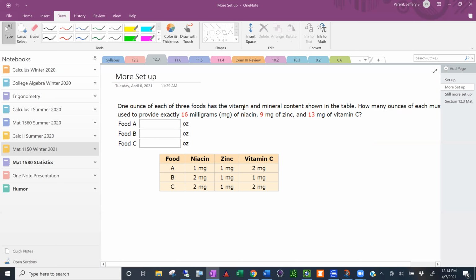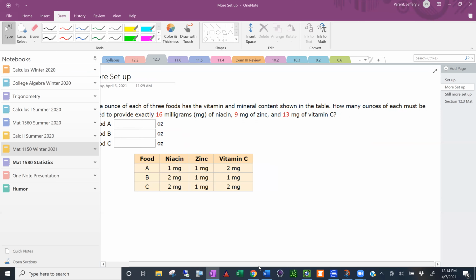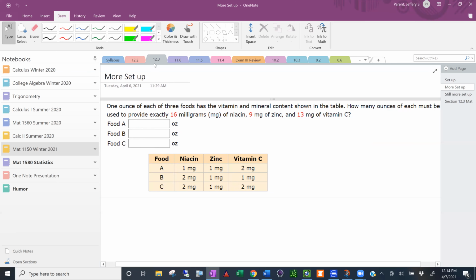We want to come up with these totals. We want to come up with exactly 16 milligrams of niacin. Niacin is vitamin B3. So we want 16 milligrams of niacin, 9 milligrams of zinc, and 13 milligrams of vitamin C. Now you're going to do that by this combination of food sources. And these actually lead to your system of equations.